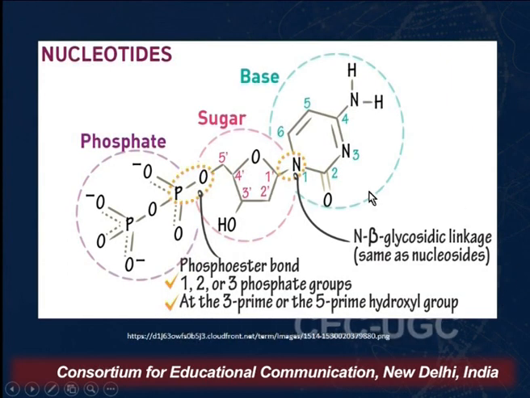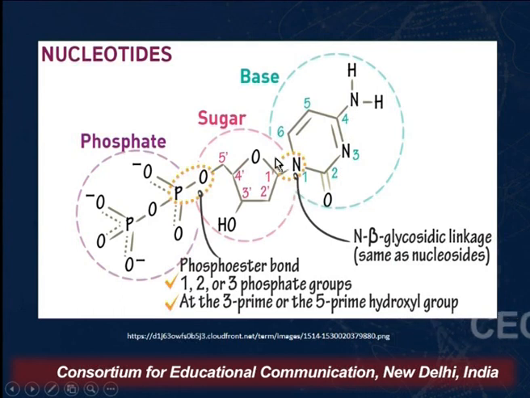So let us now look into a typical structure of a nucleotide. When we look into a typical structure of a nucleotide, what we find here is your sugar. And this sugar here is a deoxy sugar, because we do not have an OH group here. And then there is this bond at the C1 prime, where the configuration is beta, so we call it a beta glycosidic linkage, and the bond is between carbon and nitrogen, therefore it is known as N-beta glycosidic linkage. This is the same as what was present in the nucleoside. So this is not different from a nucleoside.